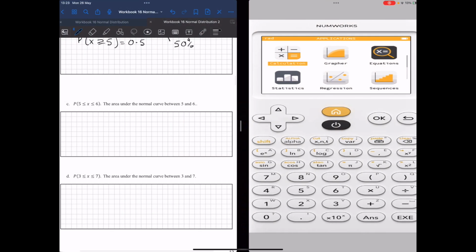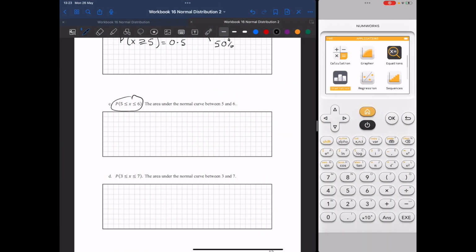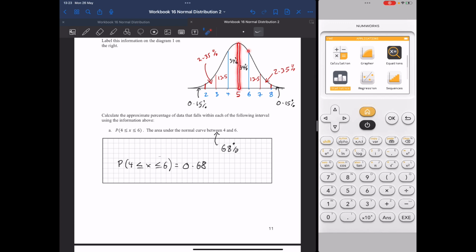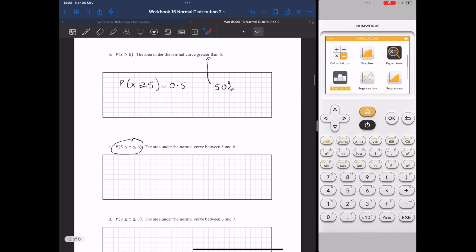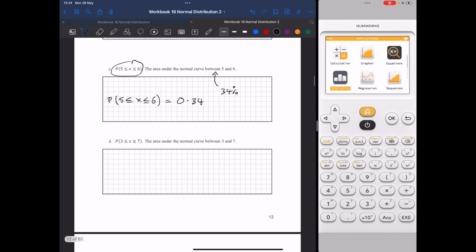The next one is between 5 and 6. So we'll do the same thing again. Here's 5, here's 6, and I've got it labelled already. It's 34%. So I'm going to say the area under this is 34%. And the probability of having between 5 and 6 is going to be 0.34.